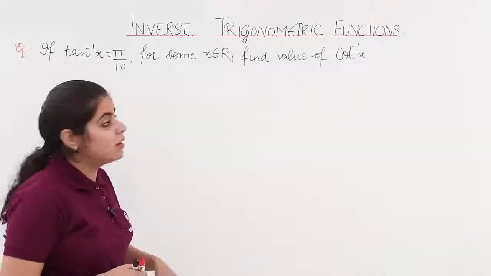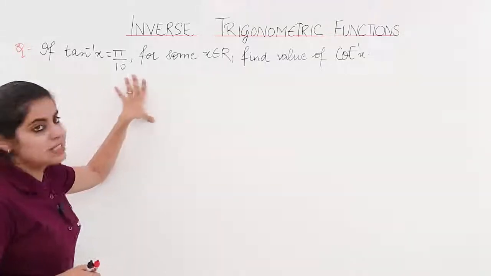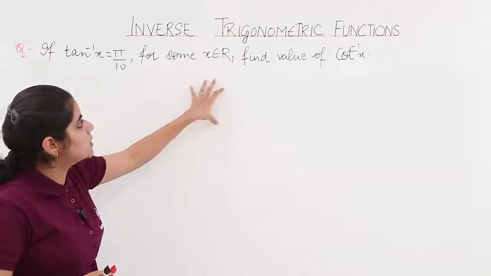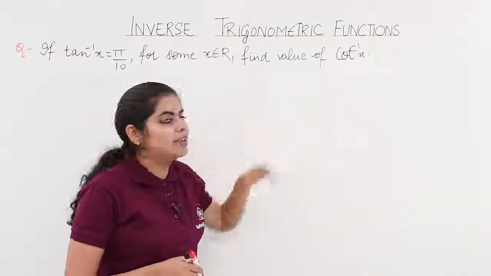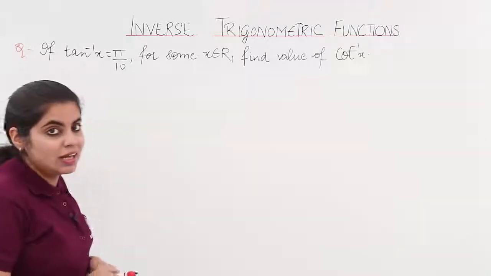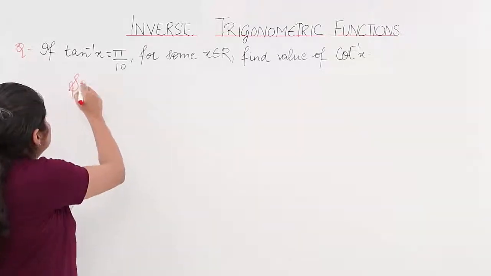Let's read the question together. If tan inverse x is equal to pi by 10 for some x belongs to R, find the value of cot inverse x. Let's write the solution together.